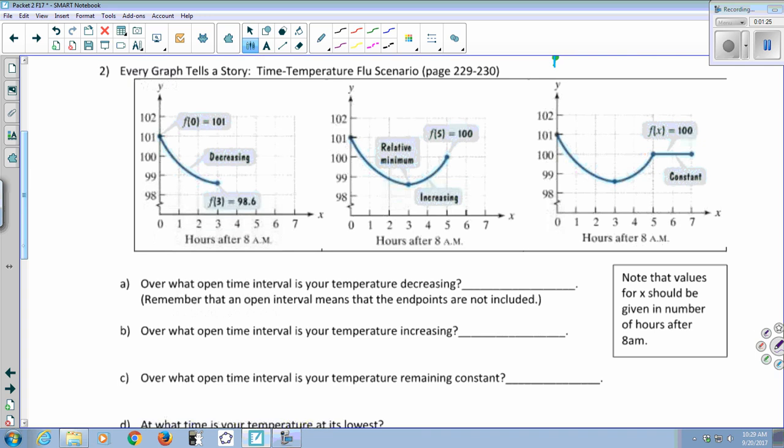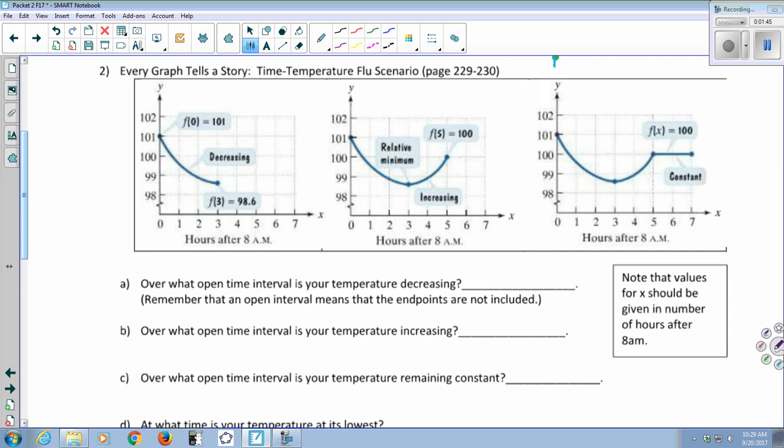Question 2. So we have some pictures of a time, temperature, flu scenario. We've got hours after 8 a.m. on the x-axis and the temperature of a person with the flu on the y-axis. Over what time interval is the temperature decreasing?